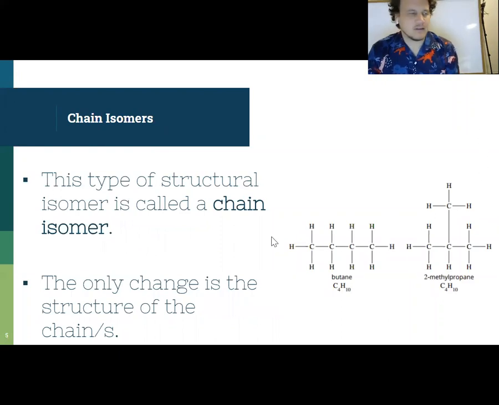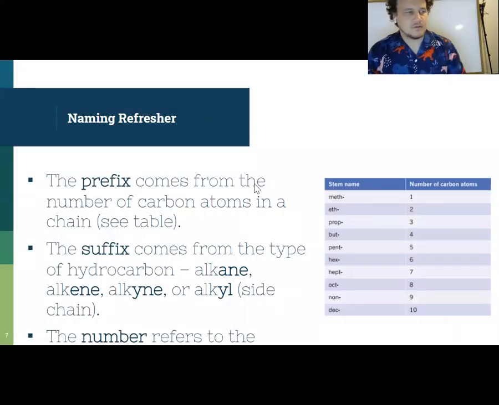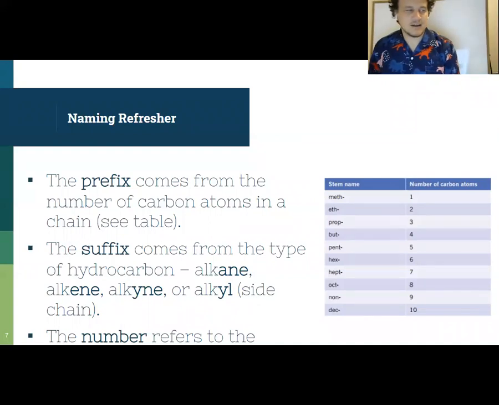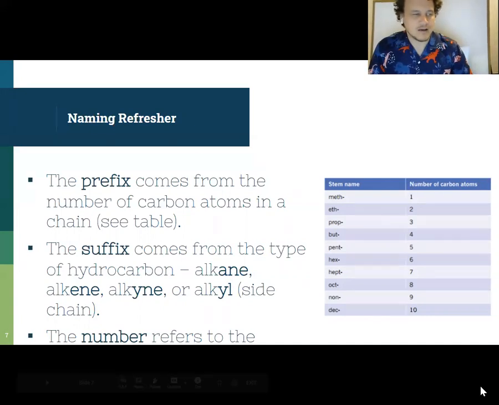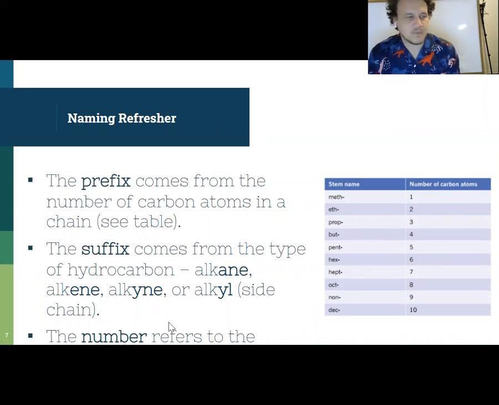And it's fairly self-explanatory here, if the change is in the chain, then it's called a chain isomer. So instead of having 4 carbons in the backbone, it has 3 carbons in the backbone and a side chain coming off. And this is where it can get a bit complicated. So we have the prefix, which is the number of carbon atoms, whether it's an alkane, alkene, alkyne, or an alkyl side chain gives us the suffix, so on the end of the prefix. And the number refers to the carbon atom in the backbone that the side chains are coming off.